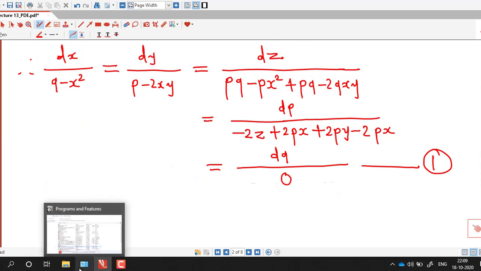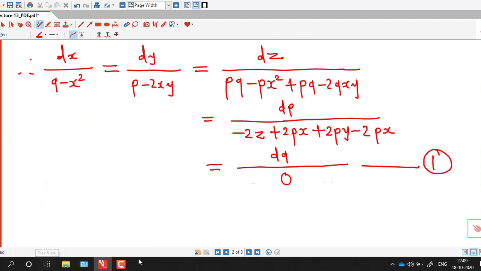Now, as we have discussed in Lagrange method, all these fractions are equal. So suppose all the functions are equal to, say, alpha. Then we will have first fraction equal to alpha, second fraction equal to alpha. Similarly, dq upon 0, that is last fraction, is also equal to alpha. So if we consider dq, then we will have alpha into 0, that is 0.